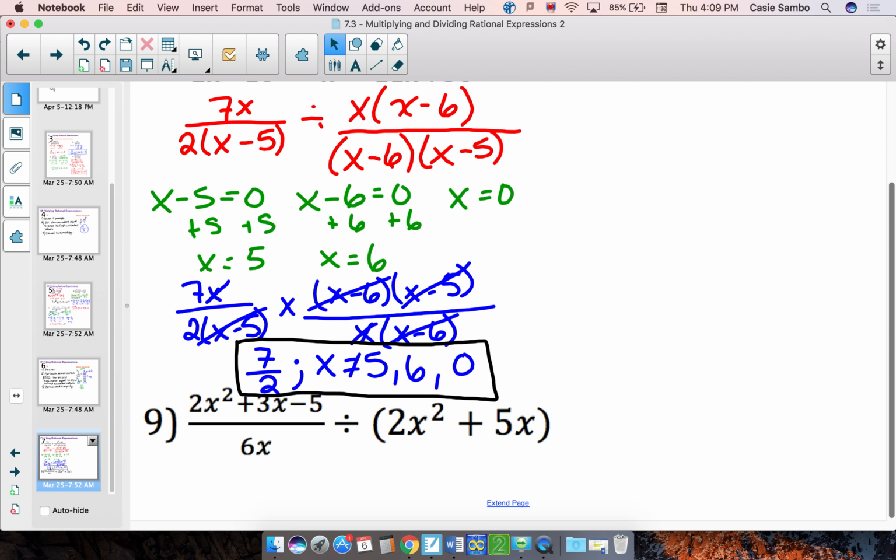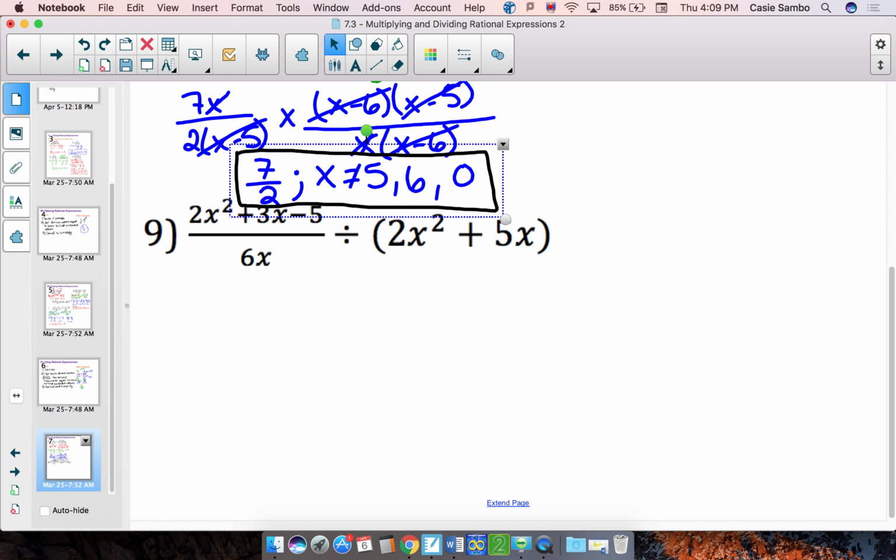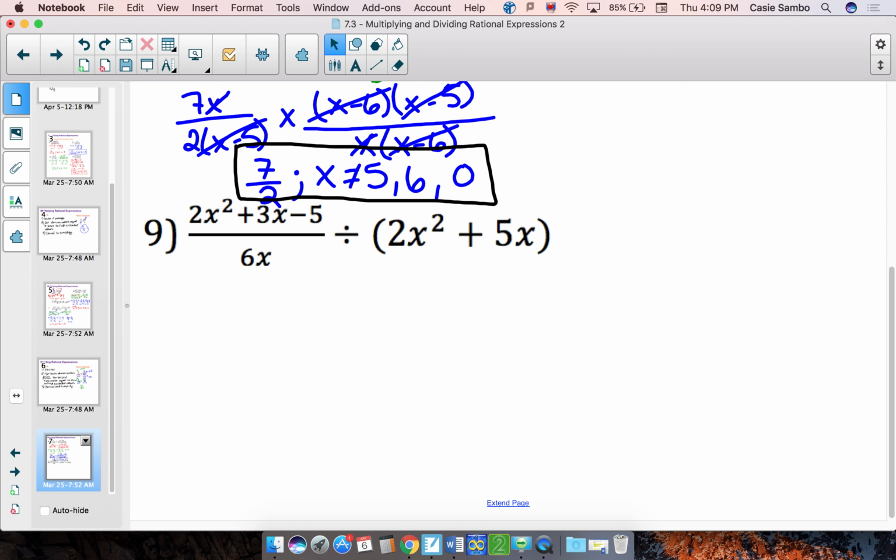Let's look at the last example. Woohoo, we're almost done. Move that out of my way. Come on. All right, so the last one.